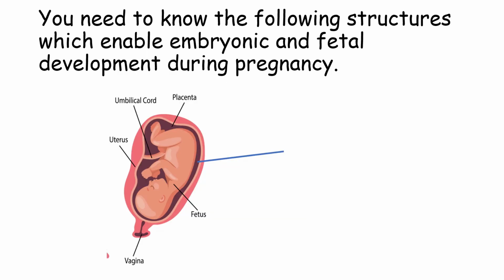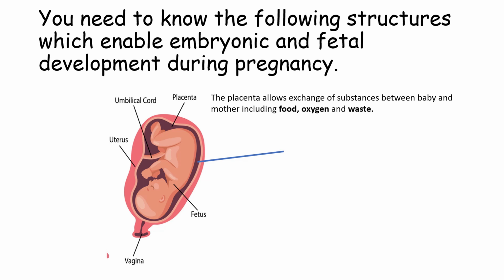You need to know the following structures which enable embryonic and fetal development during pregnancy. So let's go through those now. The placenta allows exchange of substances between the baby and mother, including food, oxygen, and waste. The fetus is the name given for a developing baby.